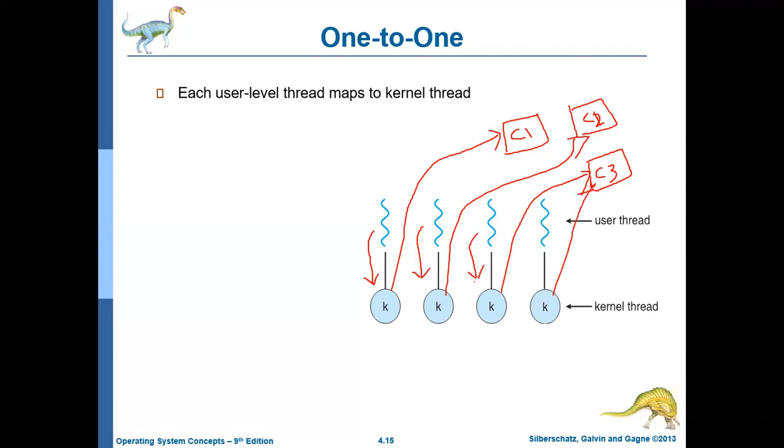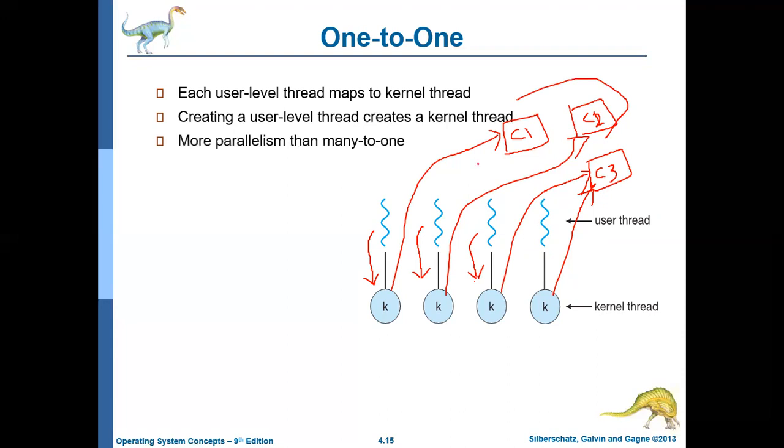So they will be context switching. If this thread executes for some time in C3, and then this thread will execute, whereas these two are running fully parallelly. So this is the advantage of this particular system, the more parallelism. It supports more parallelism than the many-to-one model.